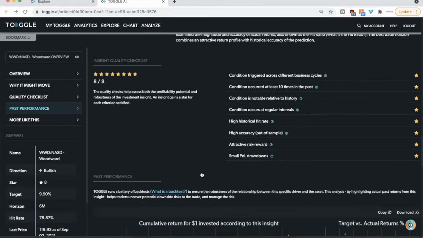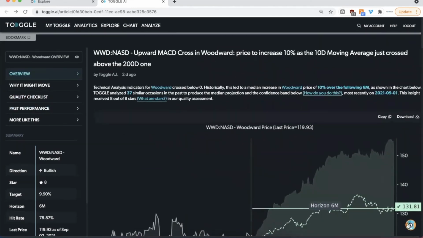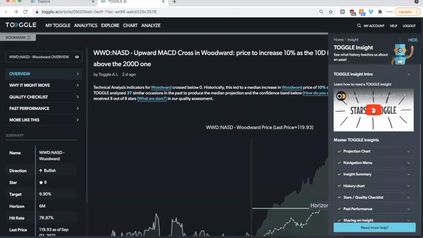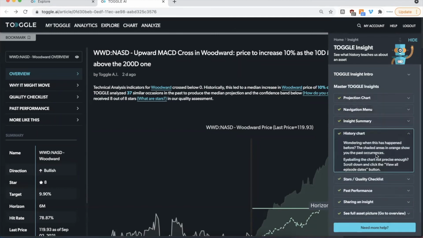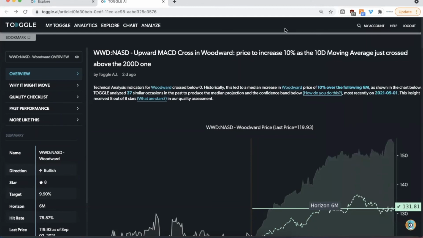And if you want some further clarification about anything on this page, if you go to the bottom right, where this orange and blue circle is, our help robot pops up. And here you have a video of how to read the insight and an explanation of all the different sections. If you want some more clarification, just click need more help and you'll get direct access to a chat with someone on the team who will be ready to answer any and all of your questions.